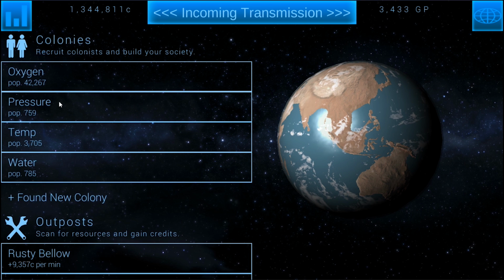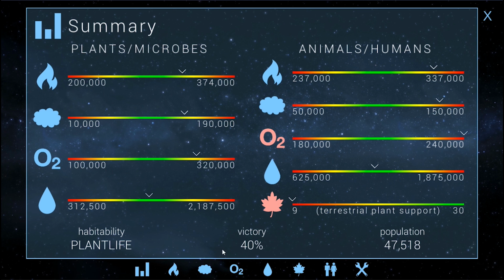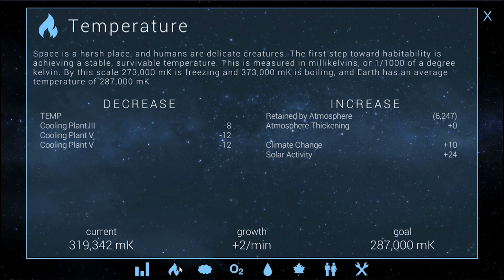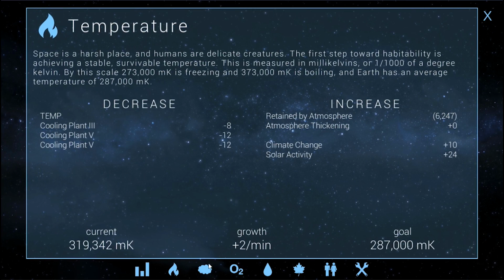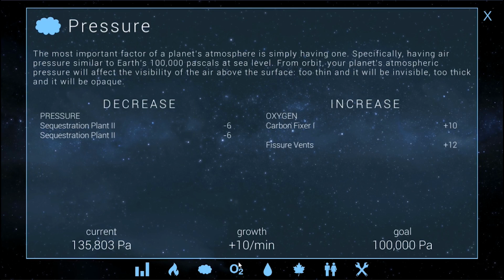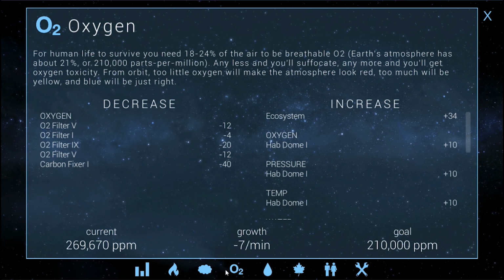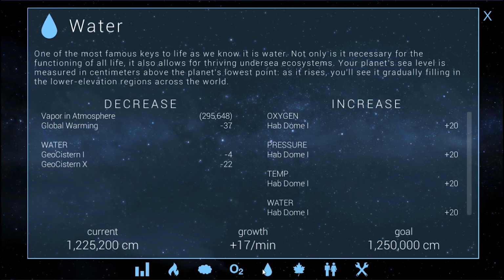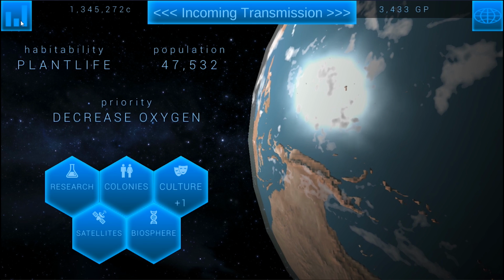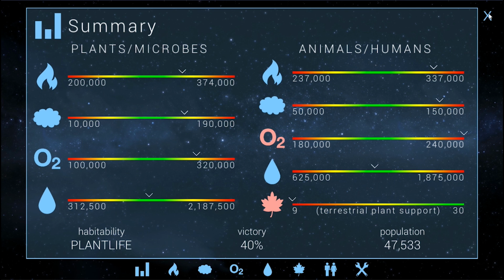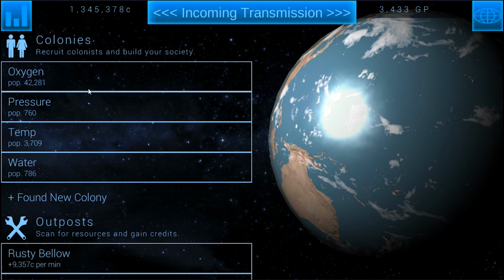Let's actually take a look at the numbers here. So temperature is plus 2 a minute still. I could have sworn I dealt with that. Pressure's plus 10. Oxygen is minus 7, so we're bringing oxygen down, which is good. Water's going back up, which is good because it went down a little bit. So everything's pretty good. We just got to deal with temperature and pressure. So let's take a look at those two areas.